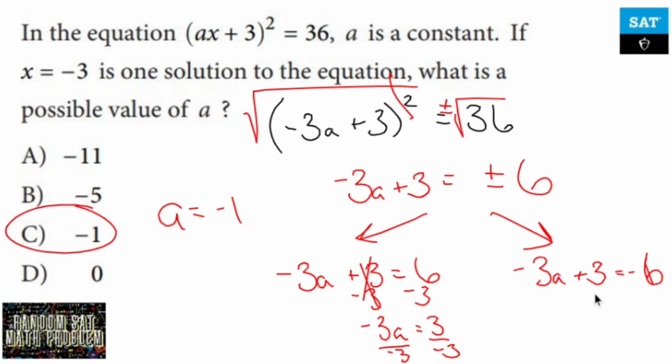Now, let's just do the other one for funsies. Subtract 3, subtract 3. Negative 3a is negative 6. Divide everything by negative 3. And your other possible solution is going to be regular 3. They don't give us that option, but it only asked for one possible value of a. So one possible value of a was negative 1. I'm sorry, x is negative 3, a is negative 1. Negative 1 times negative 3 is 3. 3 plus 3 is 6. 6 squared is 36. Yeah, I guess I did it right. The answer is C.